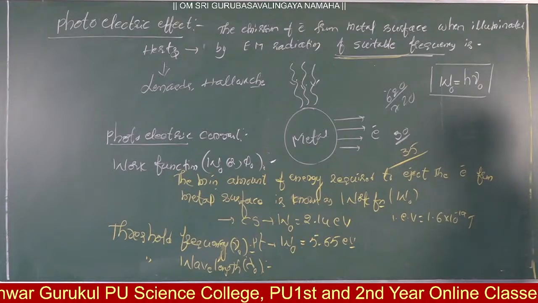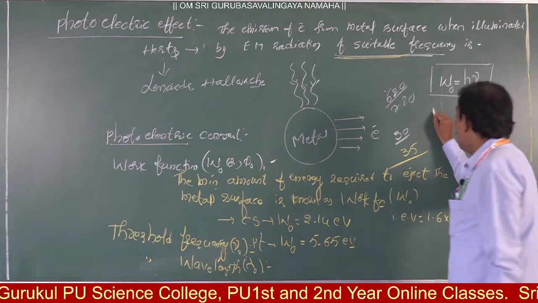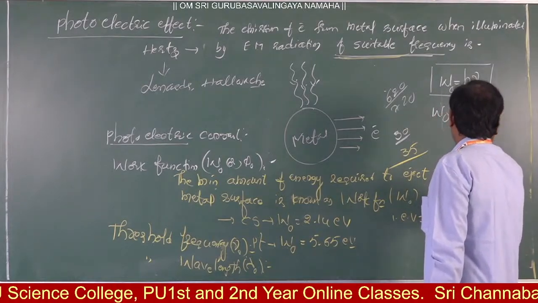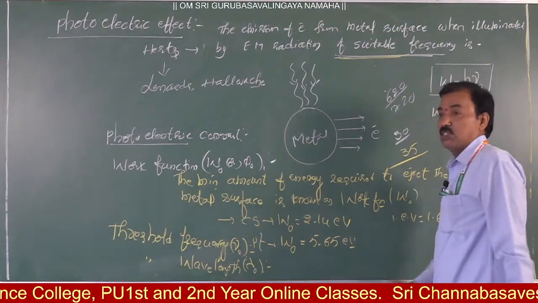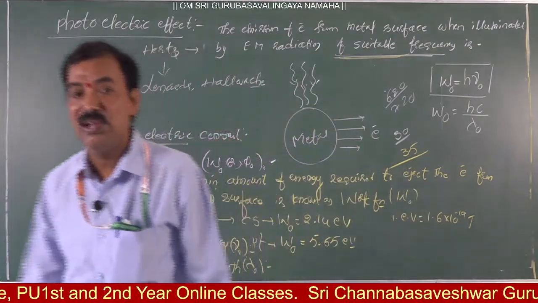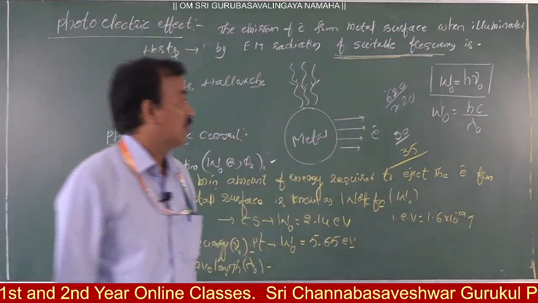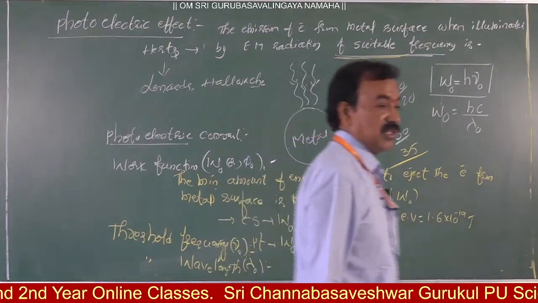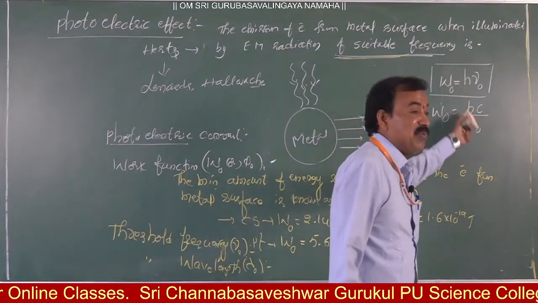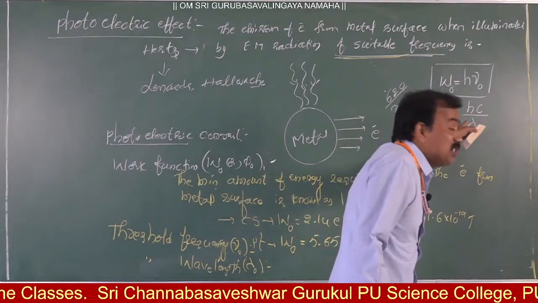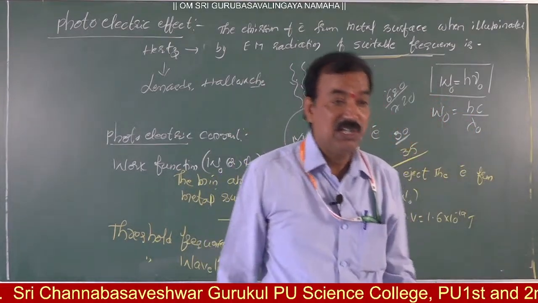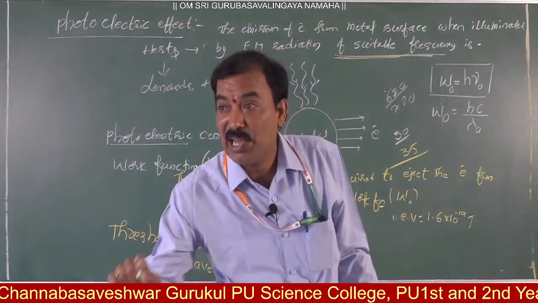frequency. Again, W naught is equal to hc by lambda naught, where lambda naught is the threshold wavelength. So W naught is equal to h nu naught, or W naught is equal to hc by lambda naught. So what is h here? h is Planck's constant, and c is the velocity of light in vacuum.